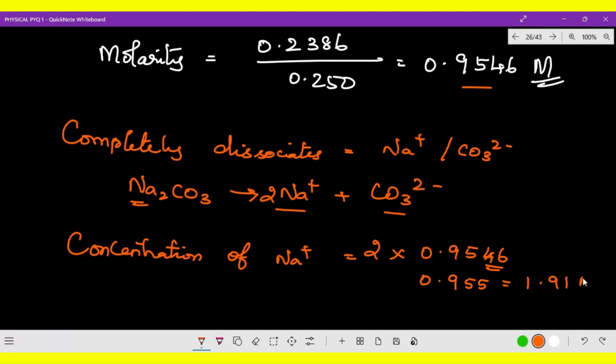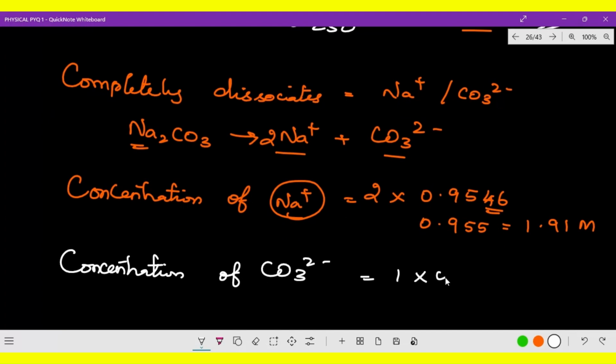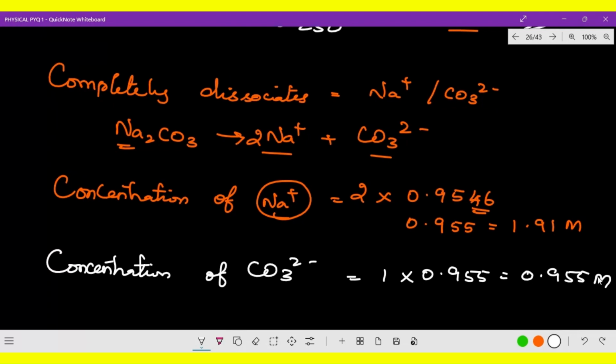1.91 m for sodium, and the concentration of CO3, that is carbonate. So the concentration of CO3 2 minus, how much is it? 1 only. See here, 1 into 0.955. So you'll be getting 0.955 only. That is also M, capital M, right?